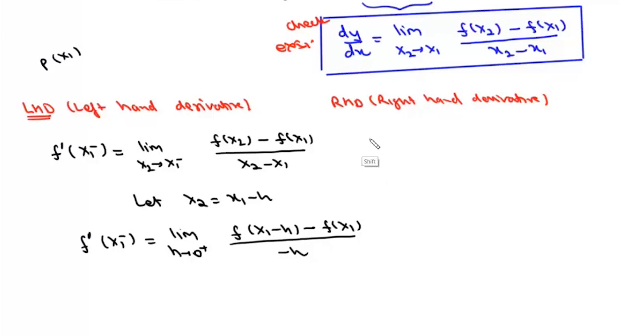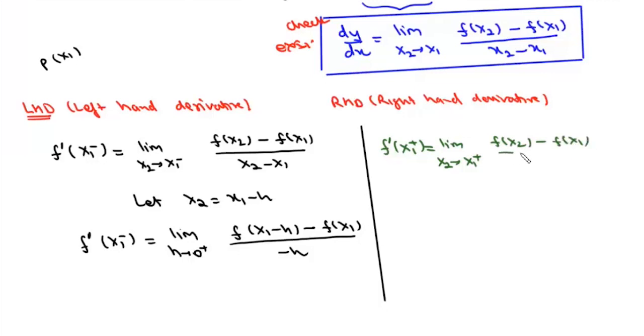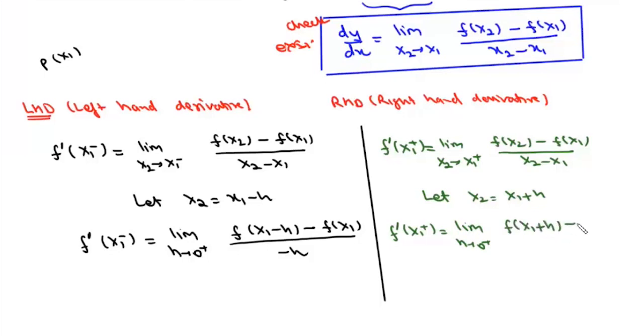And in the same way, for the right hand derivative, we are going to write this as f dash x1 positive, and it will be this limit, x2 approaching x1 from the right, f(x2) minus f(x1) upon x2 minus x1. Again, we'll use substitution. Let x2 equal x1 plus h. So this right hand derivative f dash x1 positive will be this limit, h tends to 0 positive, f(x1 plus h) minus f(x1) upon h.